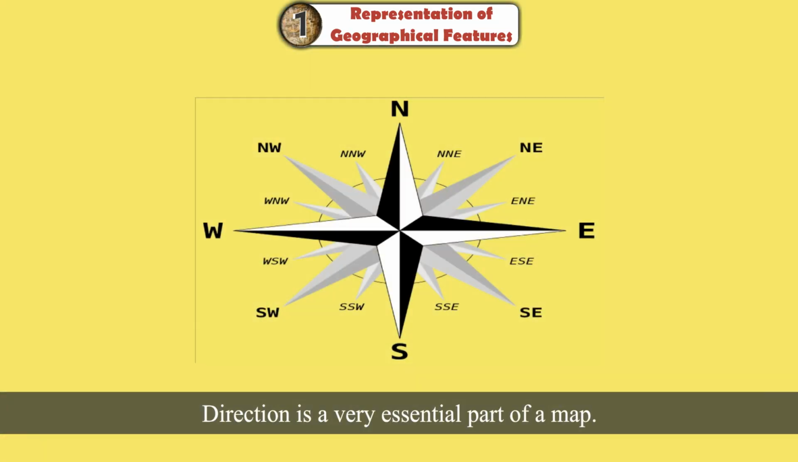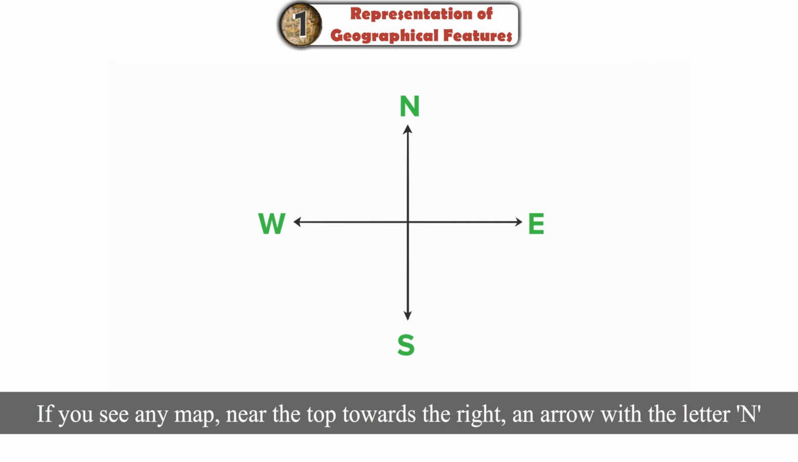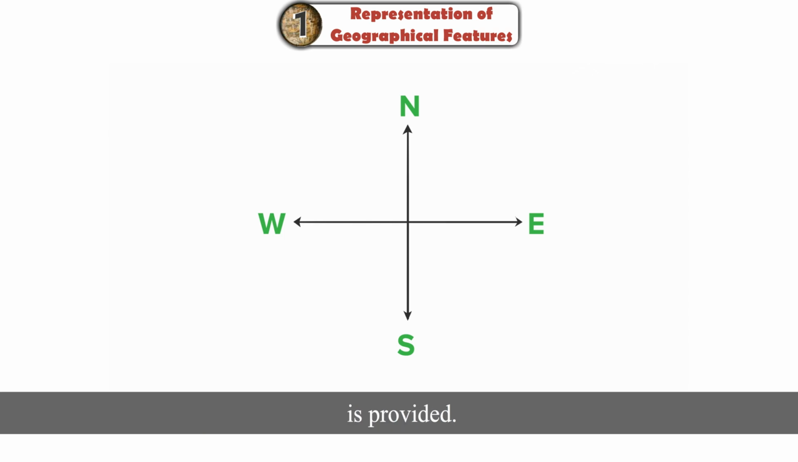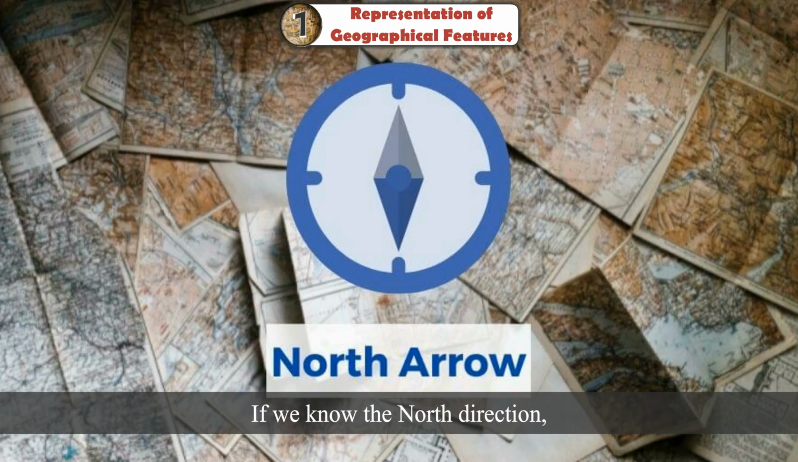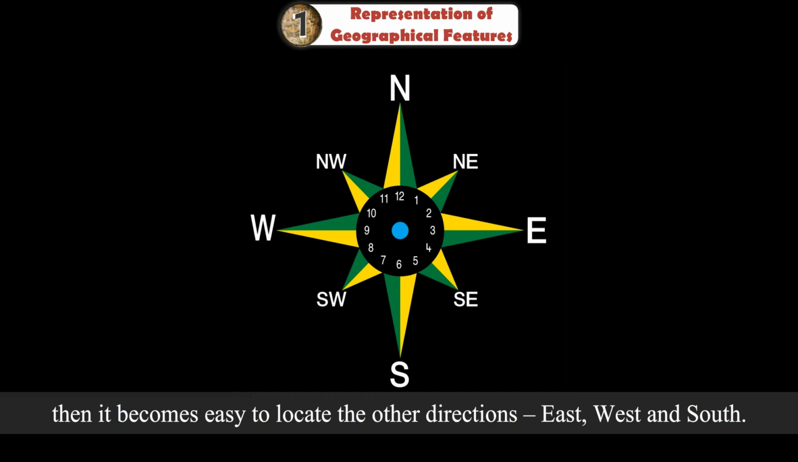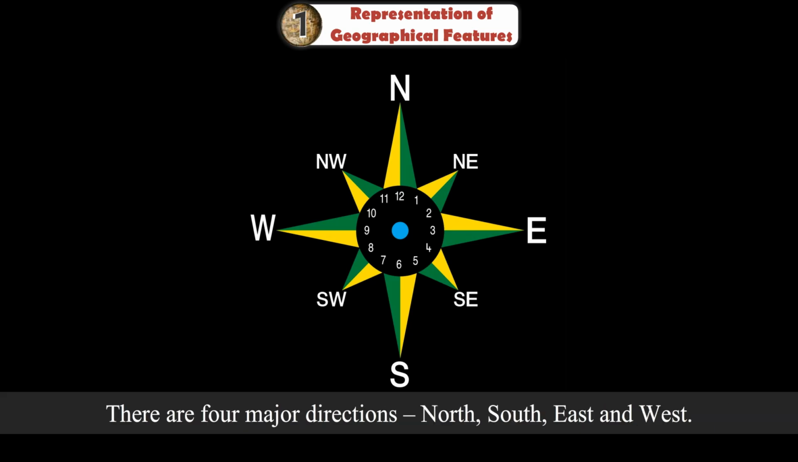Directions. Direction is a very essential part of a map. If you see any map, near the top towards the right, an arrow with the letter N is provided. This arrow always points towards north. This is called the north line. If we know the north direction, then it becomes easy to locate the other directions: east, west, and south.